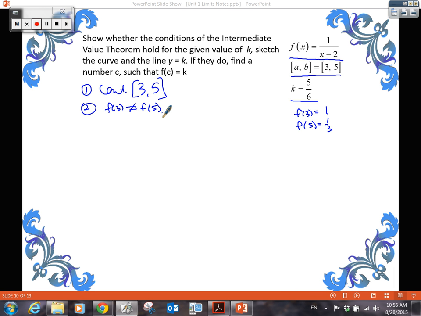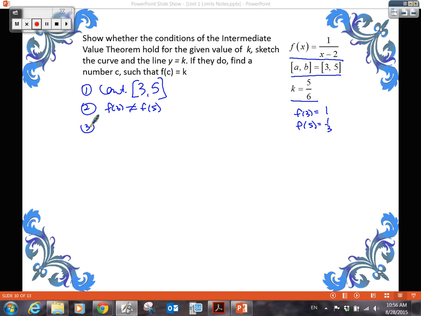Our next criteria is k between f of a and f of b. Now they've given us a k. There will be sometimes when they don't, but they gave us a k. They told us k is 5/6. Is 5/6 between 1 and 1/3? Yes, so the third piece holds, and we're going to be able to use it.